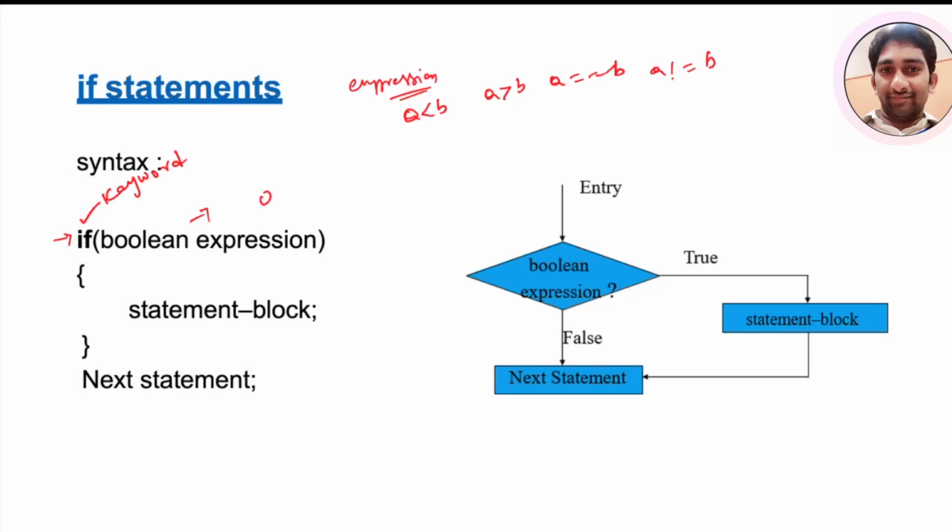It doesn't mean that you can take a plus b here. You cannot take a plus b here because it is an arithmetic expression. So whichever expressions return a Boolean value, true or false, as their result and return type, such expressions are known as Boolean expressions, and we should consider those types of expressions here.